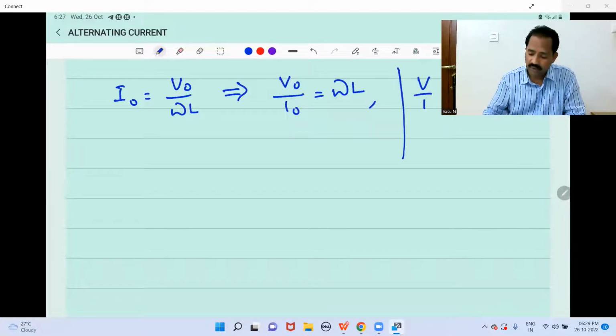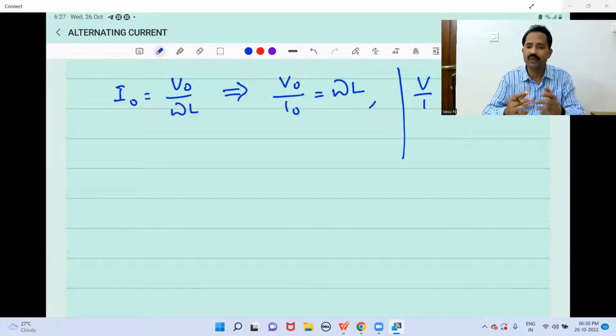That means in place of R, there is omega L. Omega L stands for some kind of opposition to the flow of AC by inductance. That kind of opposition is called inductive reactance. It is an opposition to the flow of AC by an inductance coil.